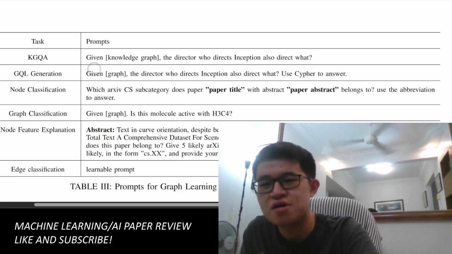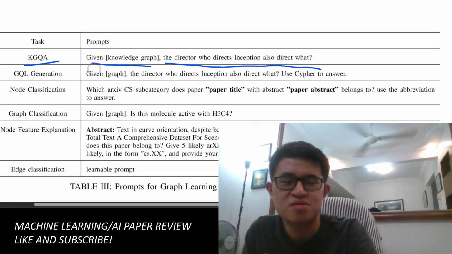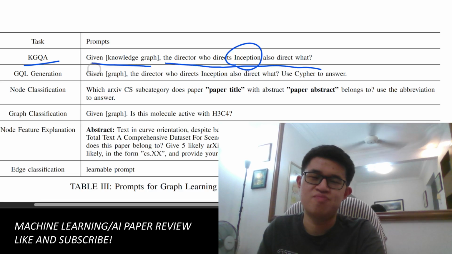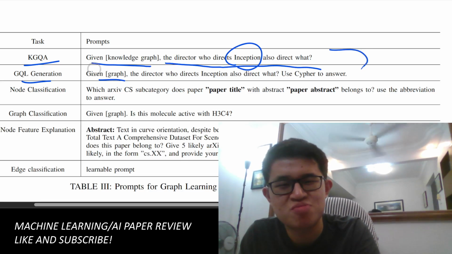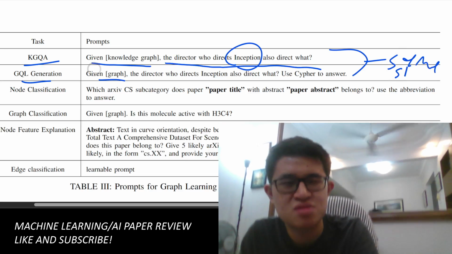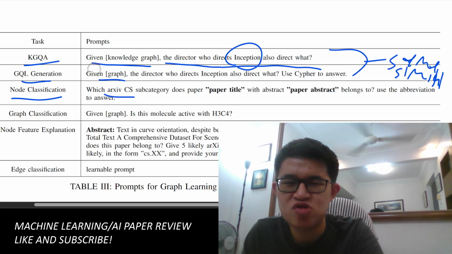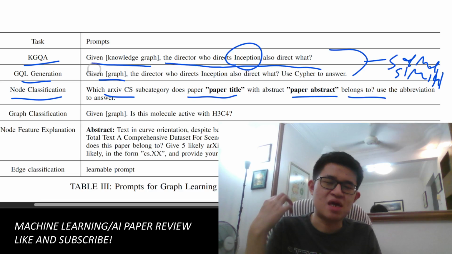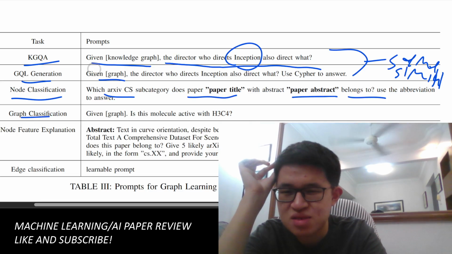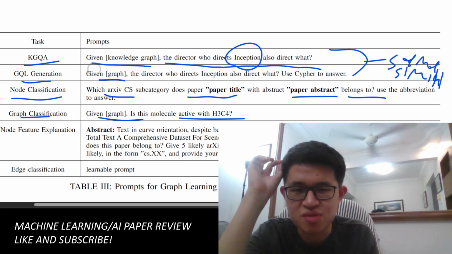All right, so the prompts for the knowledge graph: given this graph, who is the director responsible for the movie Inception? And for this one right here, given a graph, these two are basically similar. Node classification: which subcategory does this paper and this paper belong to? This is a classification problem. And classifying the entire graph: given the graph, is that molecule active with something? H3C4, I don't know what that is.